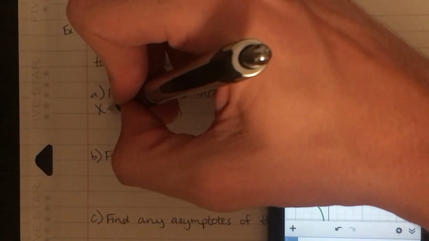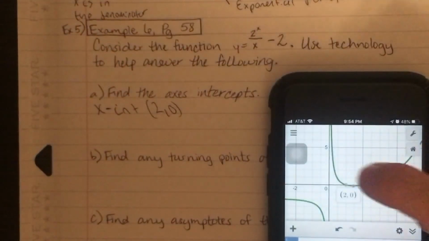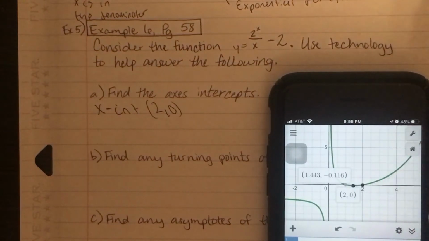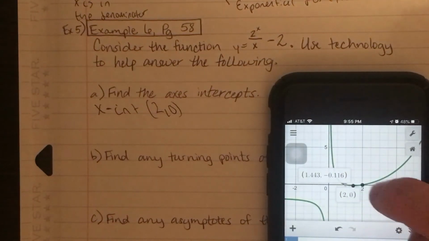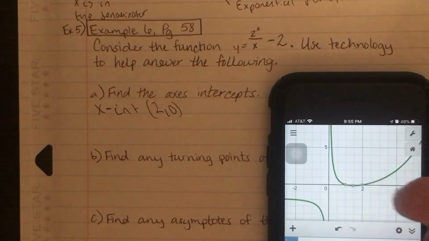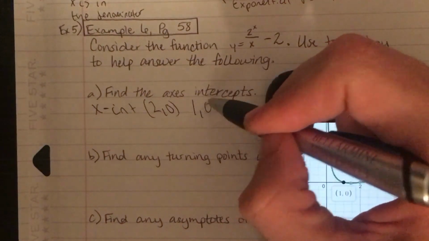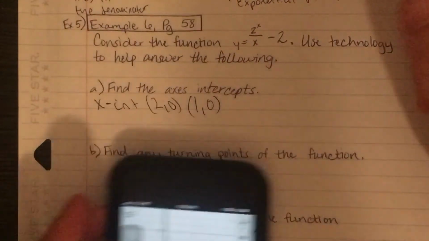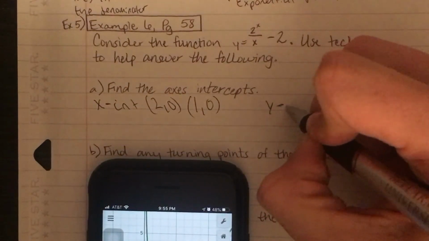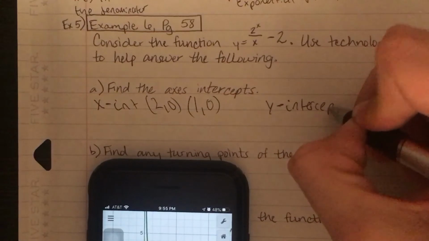What's that there? That does not have a y-coordinate of 0. That is not an intercept. What about that one? That is (1, 0). So for the y-intercepts for this graph, there are actually none.